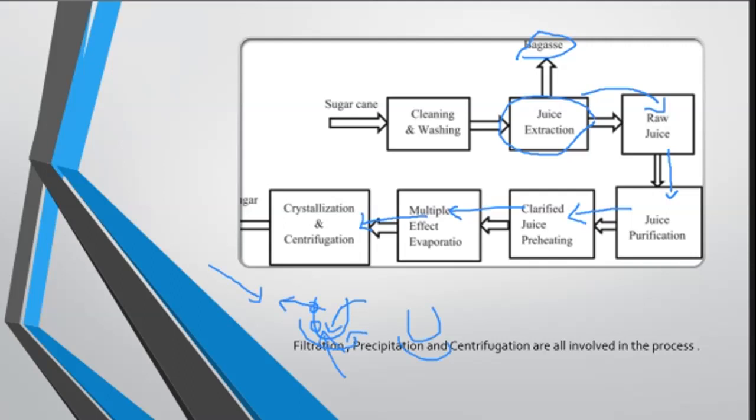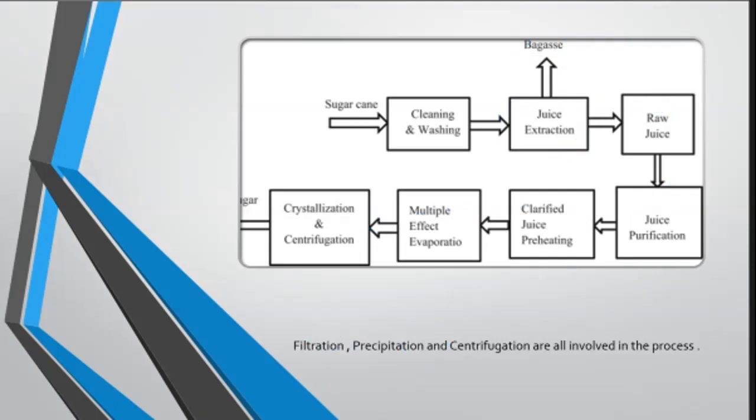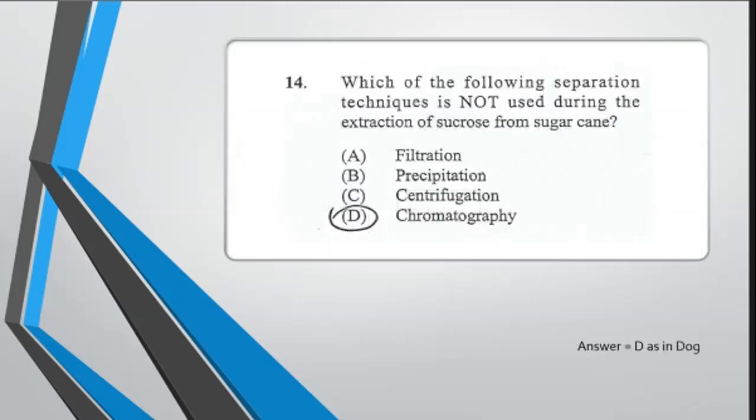So nowhere in this process is chromatography involved. All of that is to tell you that nowhere in that process does it involve paper chromatography. So the answer is D, as in dog. Chromatography is not a part of that process.